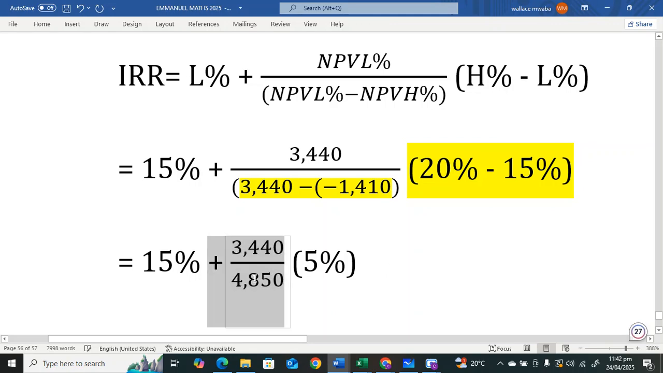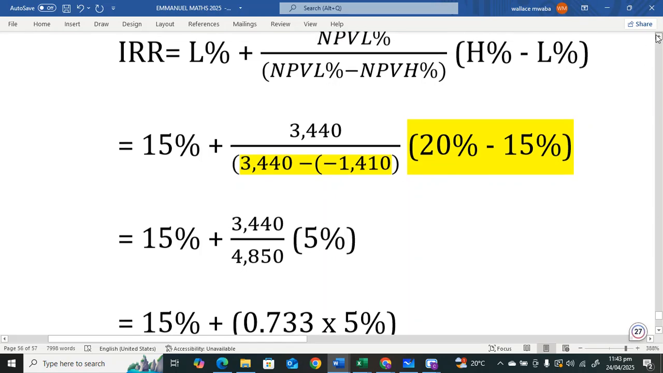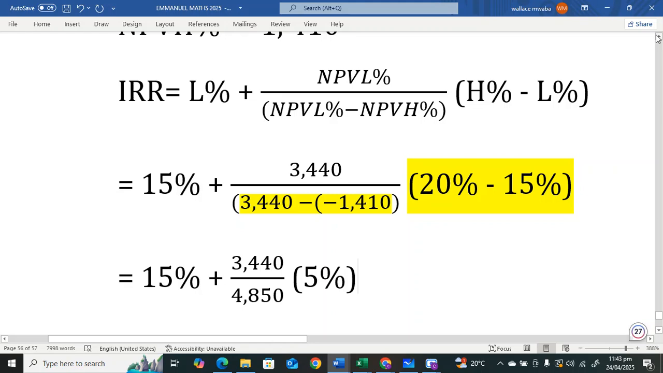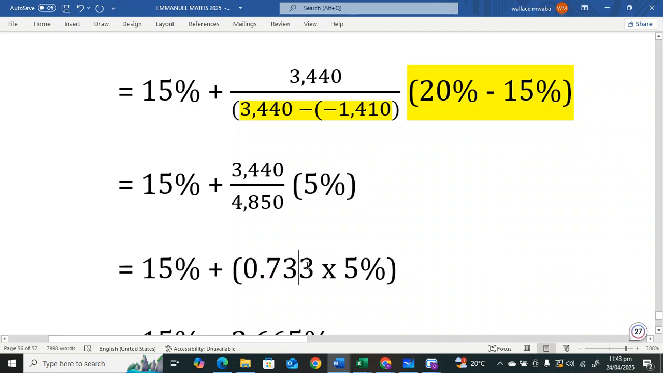Now, here, if you want, you can divide these two first, or if you want, you can multiply the 5 times this 3,440, then divide. I usually like to divide the fraction first. So 3,440 divided by 4,850. Okay, 0.709 times 5%.